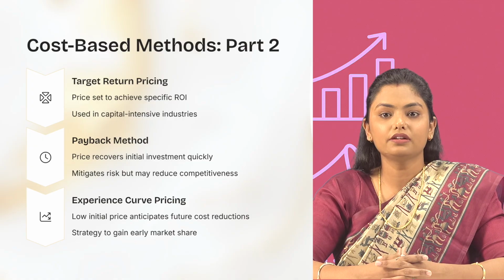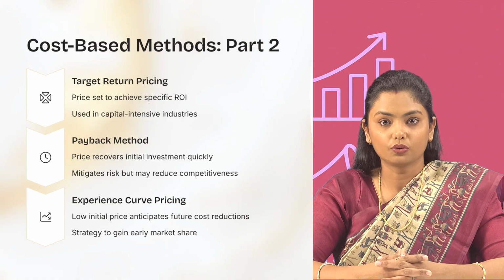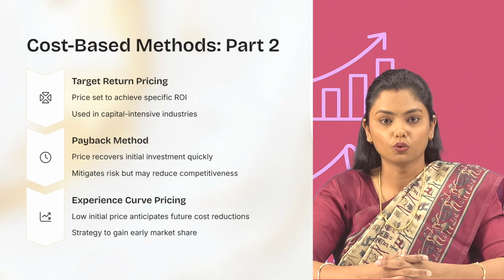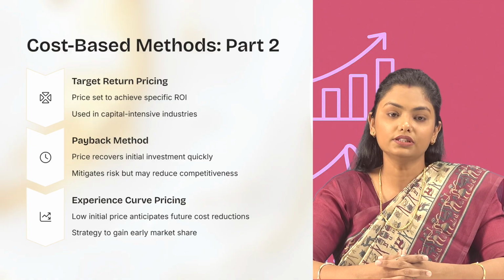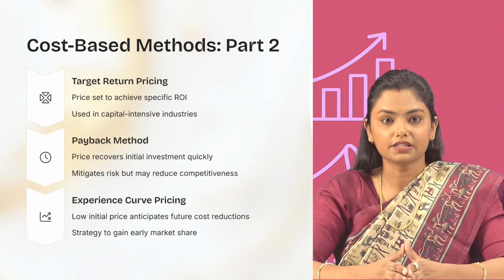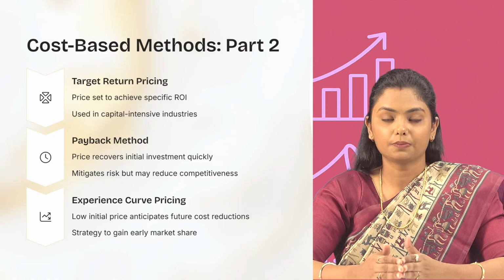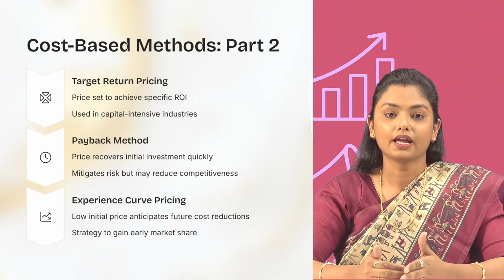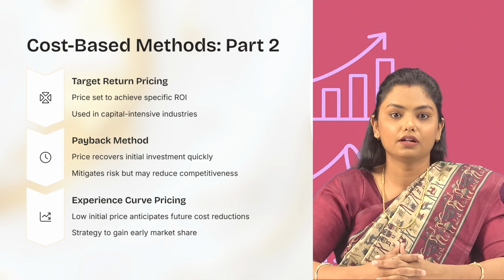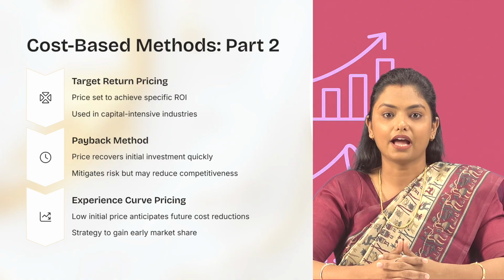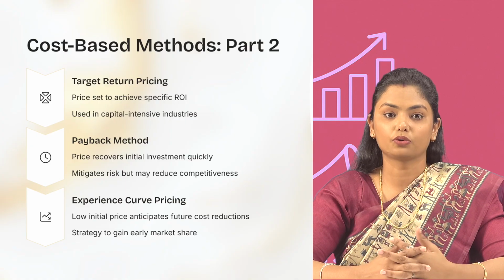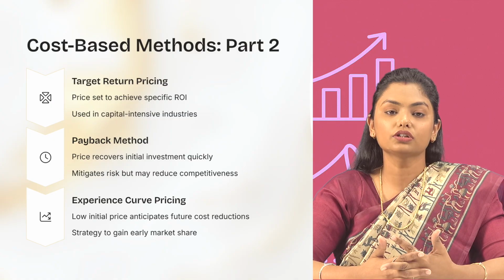Finally, we have experience curve pricing. This forward looking strategy is based on the idea that as a company produces more, its cost will go down due to its increased efficiency. This is the experience curve. The firm sets a low initial price, anticipating these future cost reductions, aiming to capture a large market share in the early stage. For an example, Xiaomi entered the Indian market with aggressively low prices for smartphones, banking on the fact that as production volume increases, unit cost would fall.